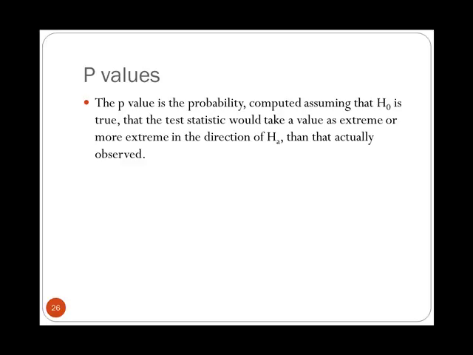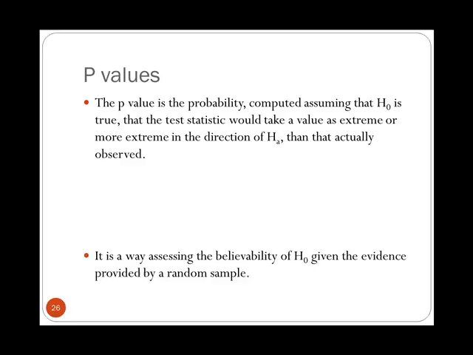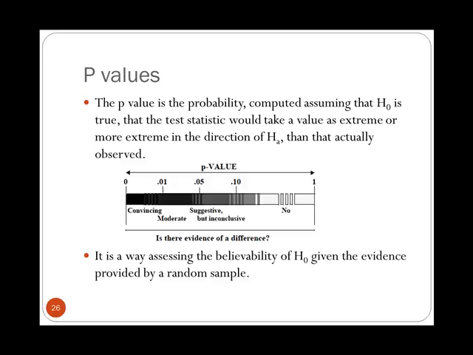P-value is a very important concept. P-value stands for probability value. The p-value is the probability computed assuming that H null is true, that the test statistic would take a value as extreme or more extreme in the direction of HA than that actually observed. It is a way of assessing the believability of H null given the evidence provided by a random sample.